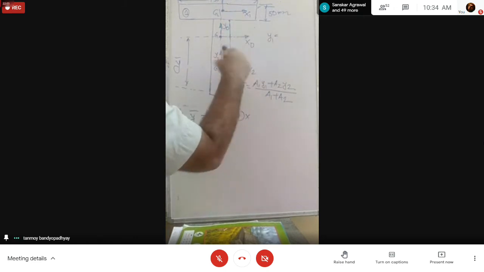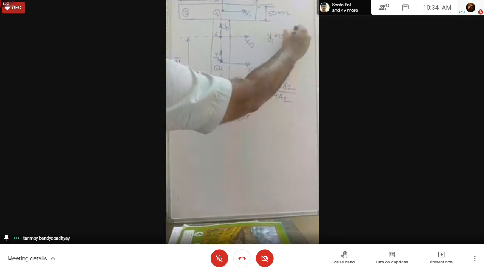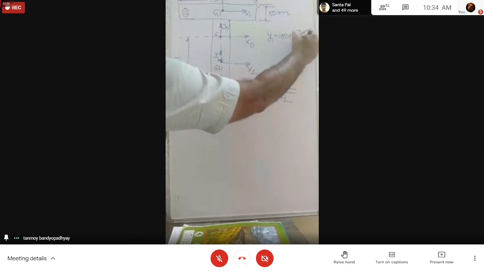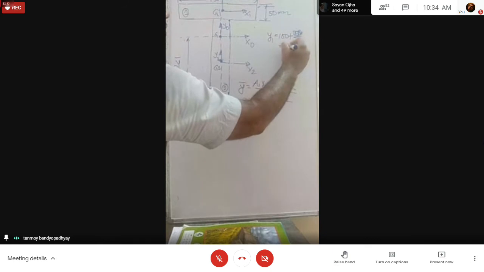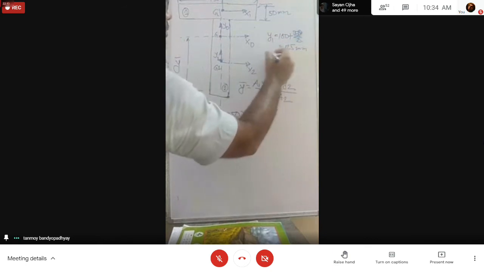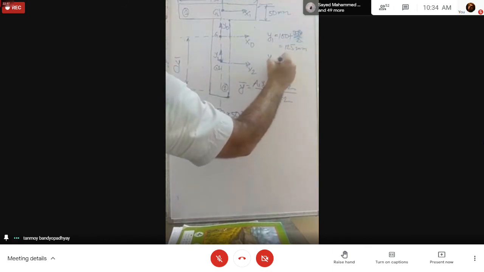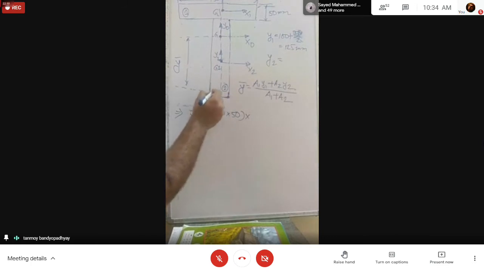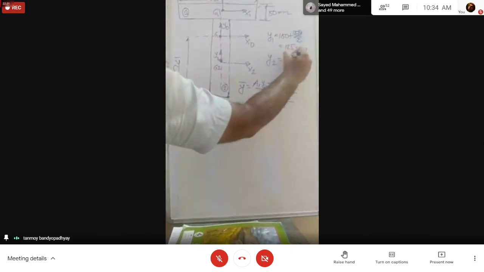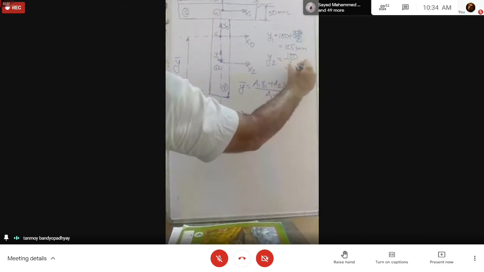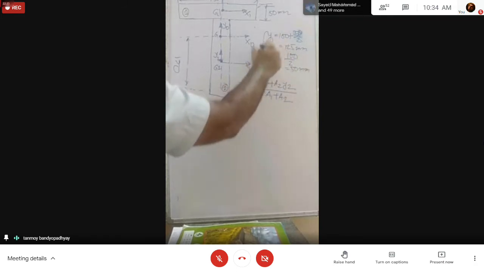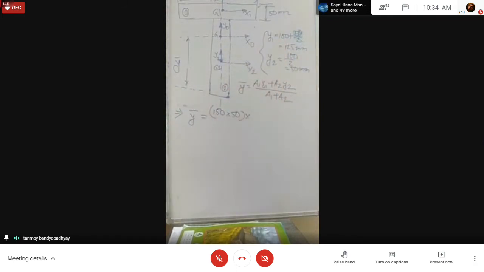I have just rubbed that portion off. So y1 will be equal to 100 plus 50 by 2, that is equal to 125 millimeter. And similarly y2 will be equal to, from the bottom it will be d by 2, that is 100 by 2, equal to 50 millimeters. I hope you can understand the calculations of y1 and y2.